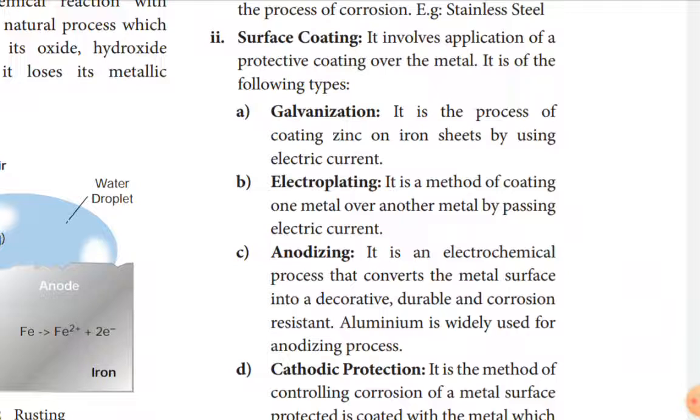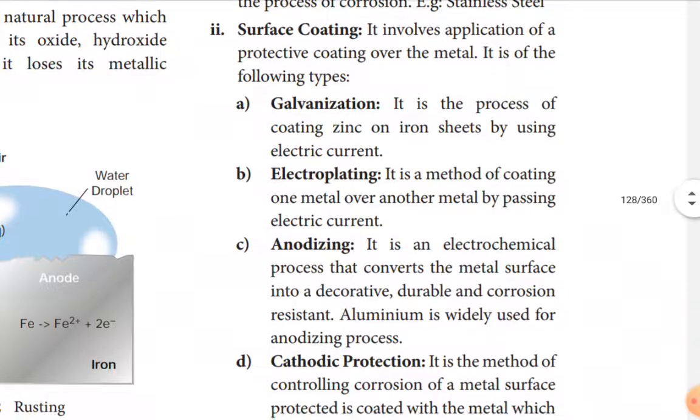Then anodizing. It is an electrochemical process that converts the metal surface into a decorative, durable and corrosion resistant one. Aluminum is widely used for the anodizing process. This process is based on an electrochemical reaction. It converts the surface of the metal into a highly decorative one, and for a long time it will be corrosion resistant. So for this process aluminum is used.